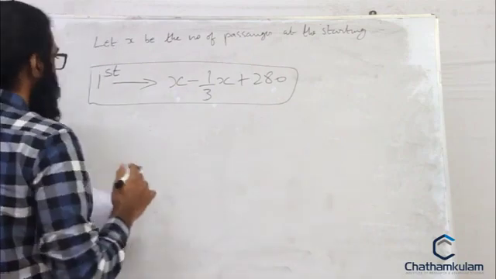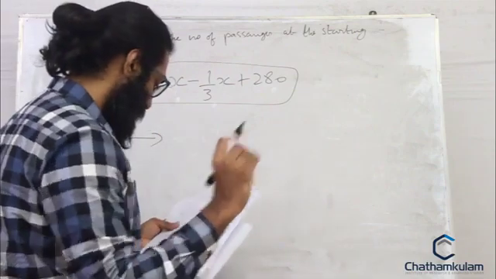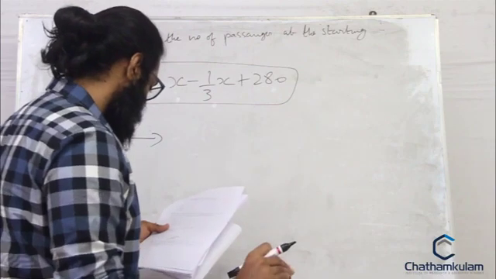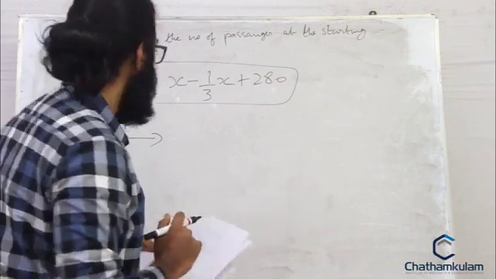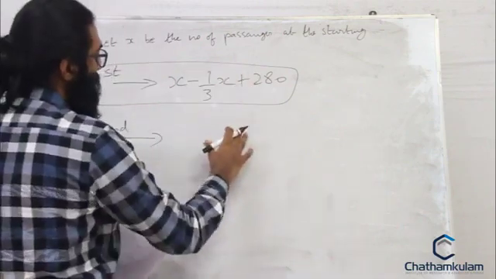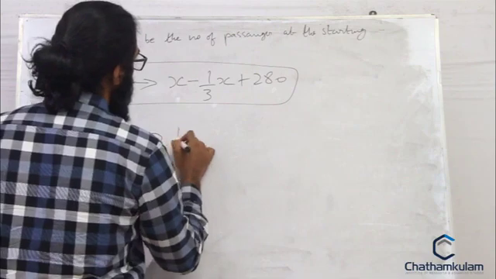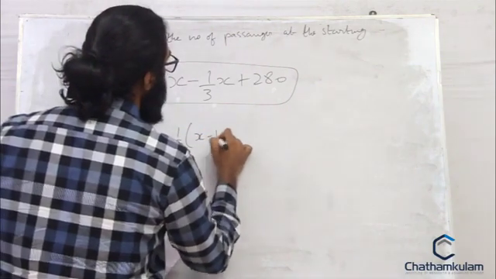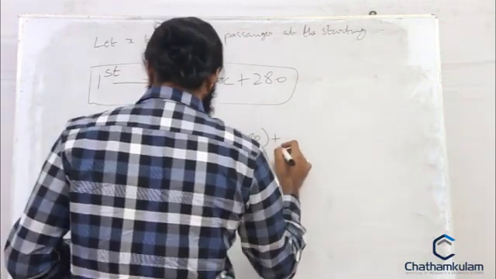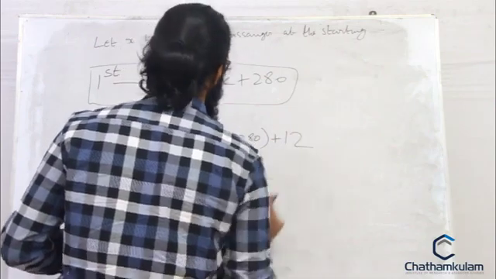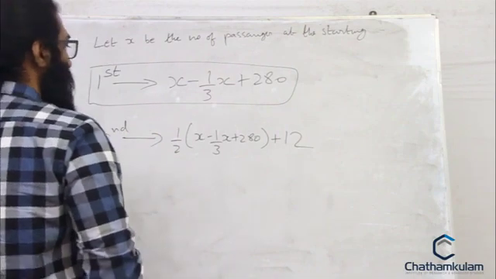So this is the number of people in the train after the first station. Okay, so what is given in the second station? In the second station, it is given that half of the passengers are dropped but 12 passengers are taken in, right? So in the second station, the number of people will be half of x minus 1 by 3 x plus 280, plus 12 persons boarded, right? On arriving in the third station, it is found to have 248 passengers.